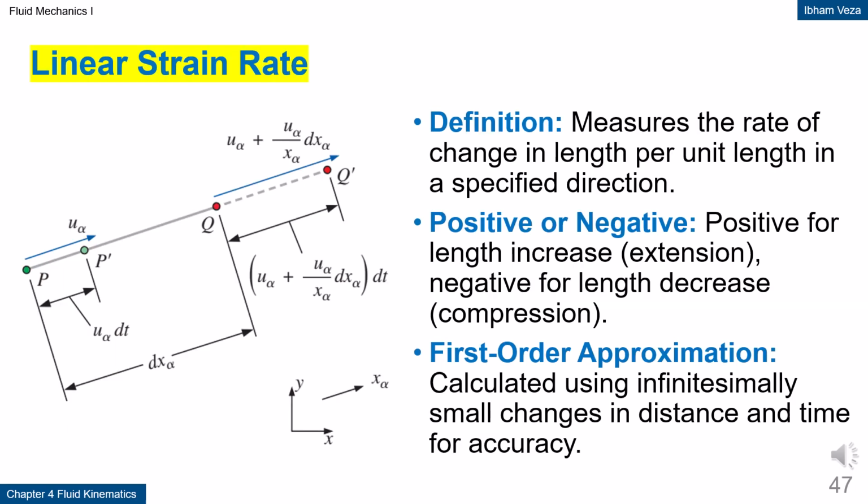Linear strain rate. The linear strain rate measures the rate of change of length per unit length in a specified direction. A positive value indicates extension, while a negative value indicates compression. This definition is based on very small changes in time and distance. This concept is important for analyzing how a fluid element stretches or shortens. It is one of the main components of fluid deformation.